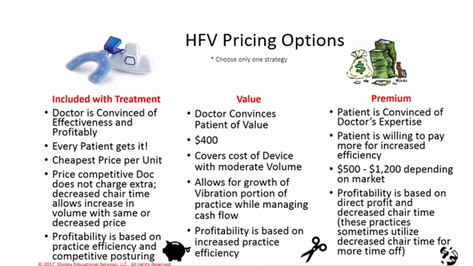You can actually directly profit off the sale of the V Pro 5 in this case, and depending on the market, I think a reasonable fee would be $500 to $1,200. Maybe in the big metropolitan cities like New York, $1,200 may be appropriate for this type of doctor in that type of market. In this case, profitability is based on direct profit rather than indirect profitability because of efficiencies.